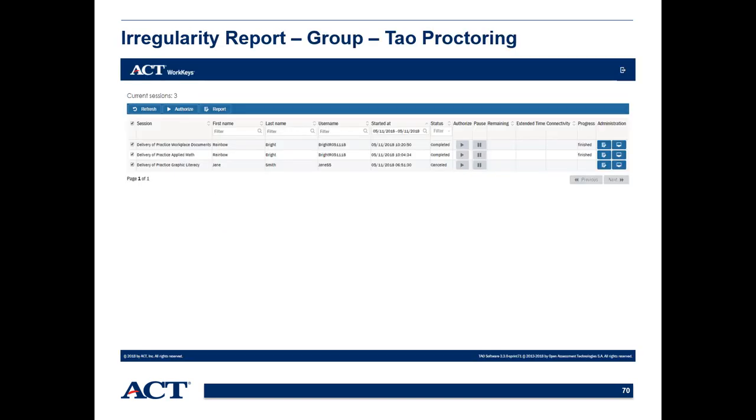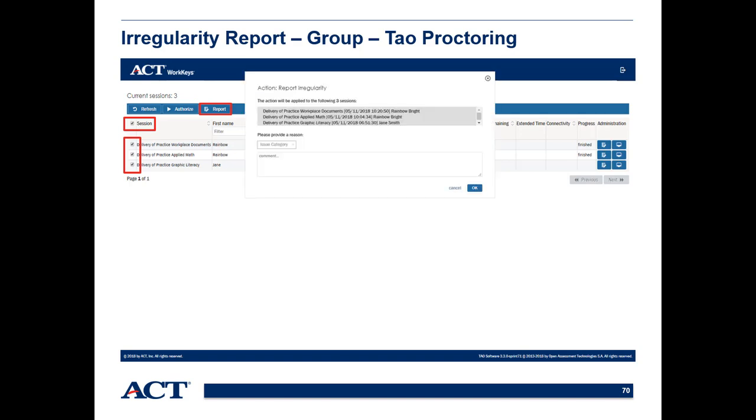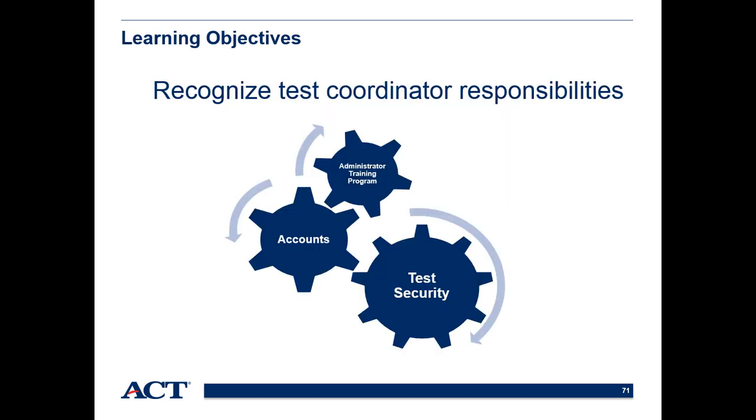Here's how that's done in the TAO system. In the TAO system, you should be able to complete an irregularity report here. If you select the first icon on the side of the screen, it will select all of the examinees, and then you can use a report irregularity button in the top blue bar so you can do them all at one time for a group irregularity. This makes it really, really easy.